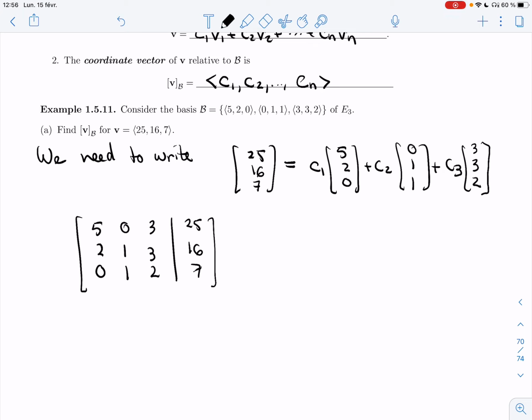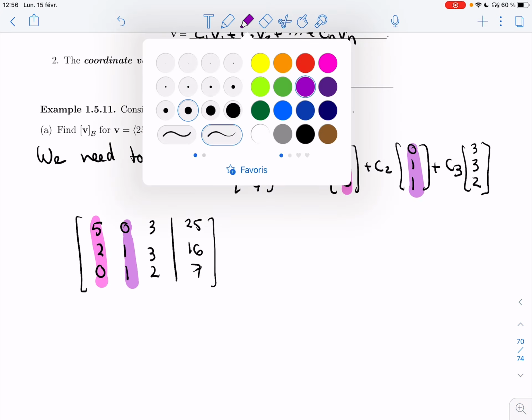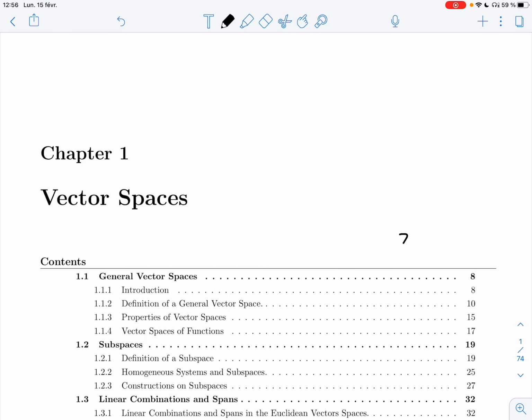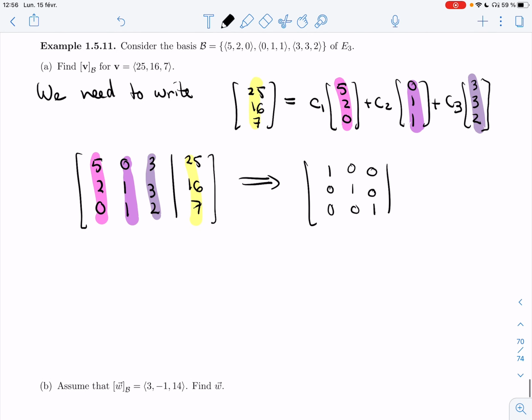All right, so to solve this system in terms of C1, C2, C3, remember we put the building blocks first, and then we put the target next to it, and we're going to reduce. I've actually reduced it for us already, but because it's a basis, we already know that the coefficient matrix will reduce to the identity. And then whatever's on the right, those are going to be our coefficients. Whatever's on the right, those are going to be the coordinate elements and then the coordinate vector.